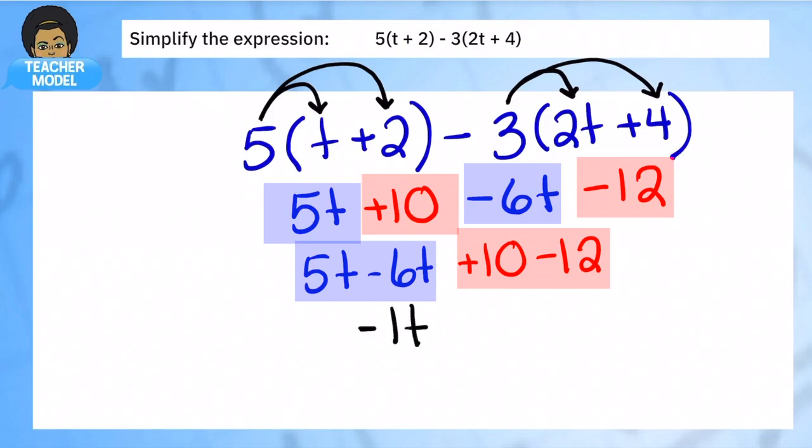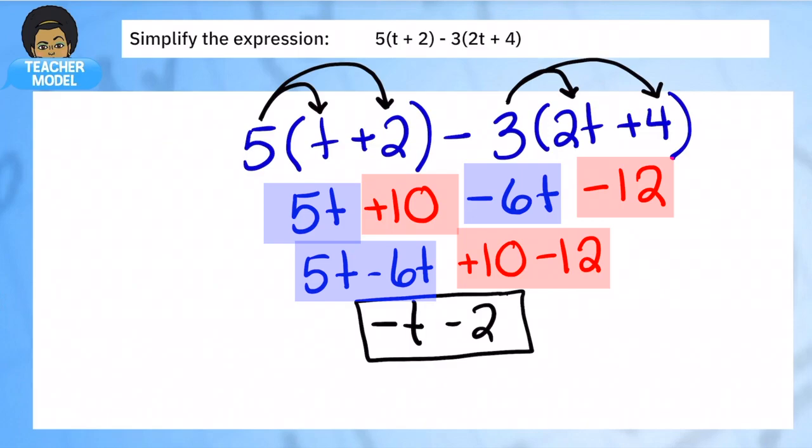Or again, the 1, we don't always show it. It's just going to give us a negative t. So I'm going to write that as negative t. And 10 minus 12 is going to give us negative 2. So we are done. We have reduced this down to only 2 terms.